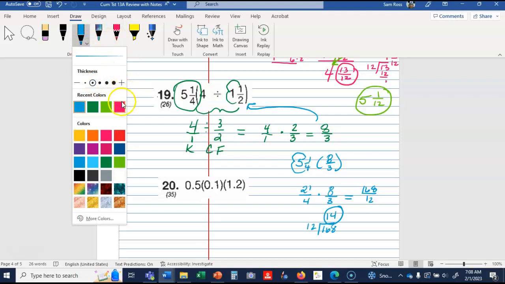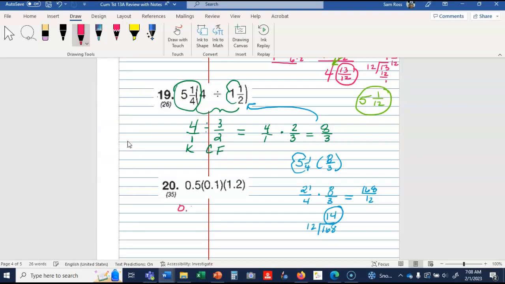Okay, last one. I don't think we had anybody get this wrong on the last test, so you guys know what you're doing. So this is literally 0.5 times 0.1 times 1.2 in your calculator. 0.5 times 0.1 times 1.2. And I get 0.06. And that's it. If you have any questions, please let me know.